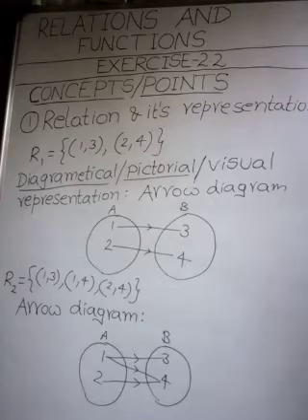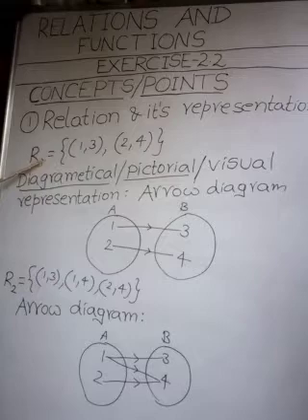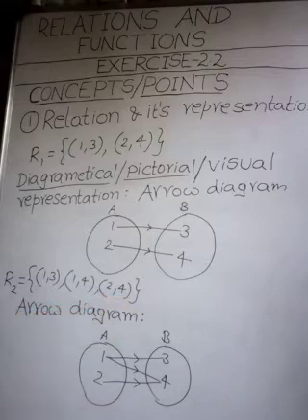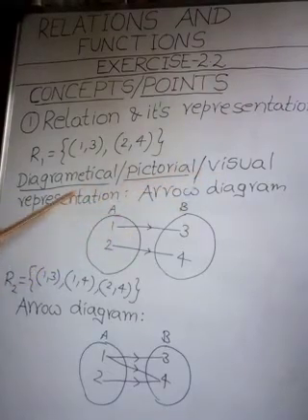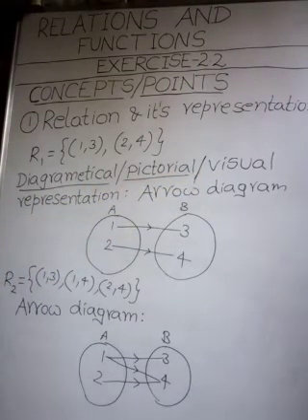Now come to the next point, that is representation. Here we wrote R1 in the roster form. Here also we wrote R2 in the roster form. Here we are giving a diagrammatical or pictorial or visual representation by the method of arrow diagrams.